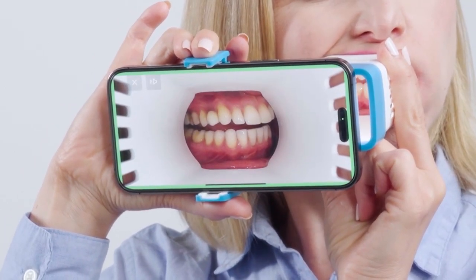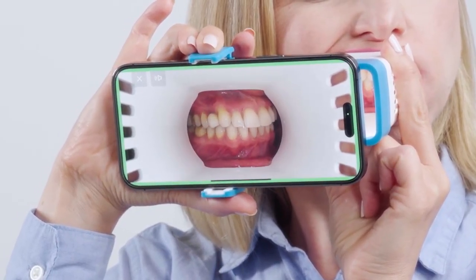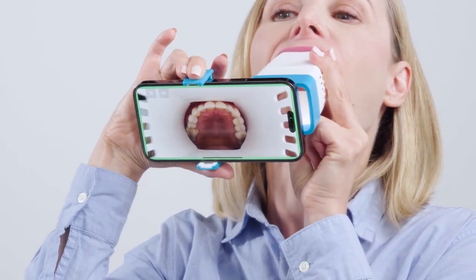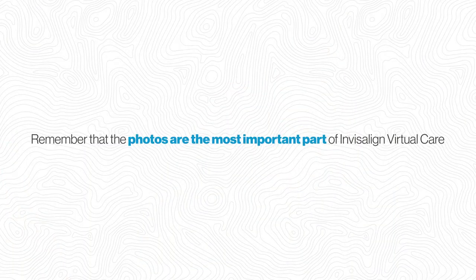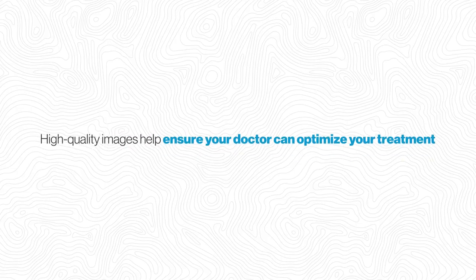For the third set of photos, you will take 2 pictures. The app will guide you through the process of taking photos of the upper arch and lower arch of your teeth. Remember that the photos are the most important part of Invisalign Virtual Care, so make sure to follow the photo-taking instructions before submitting photos to your doctor. High-quality images help ensure your doctor can optimize your treatment and keep your treatment on track.